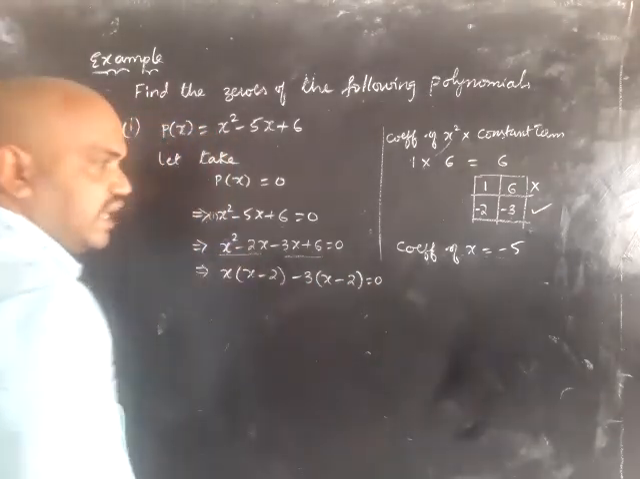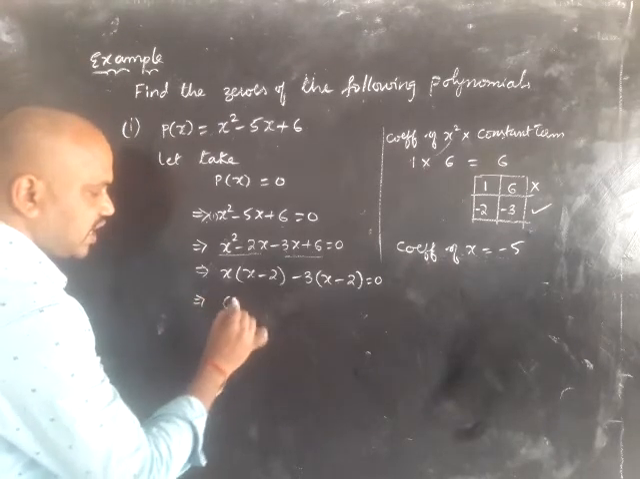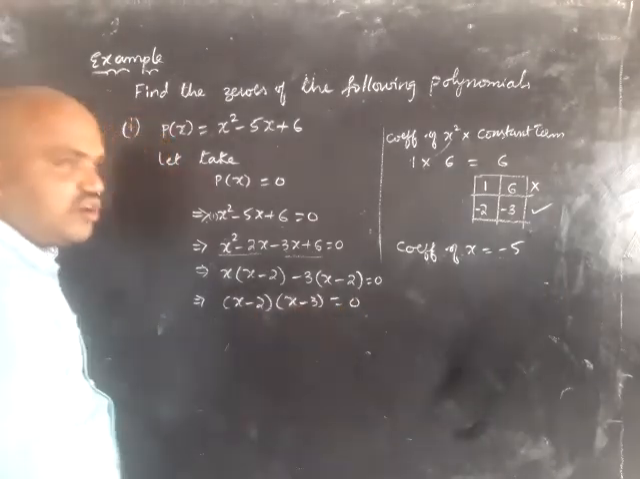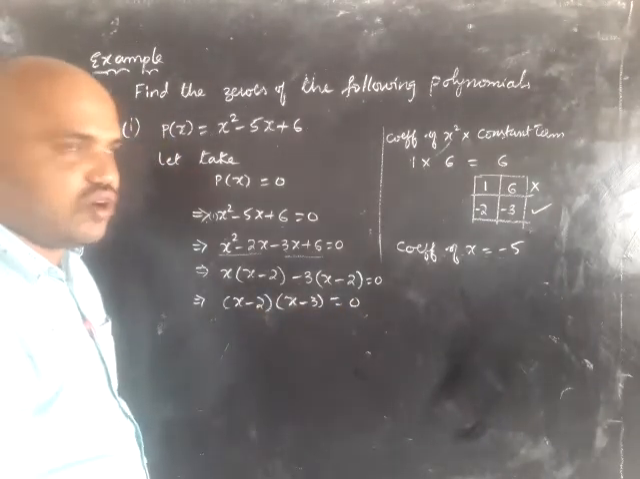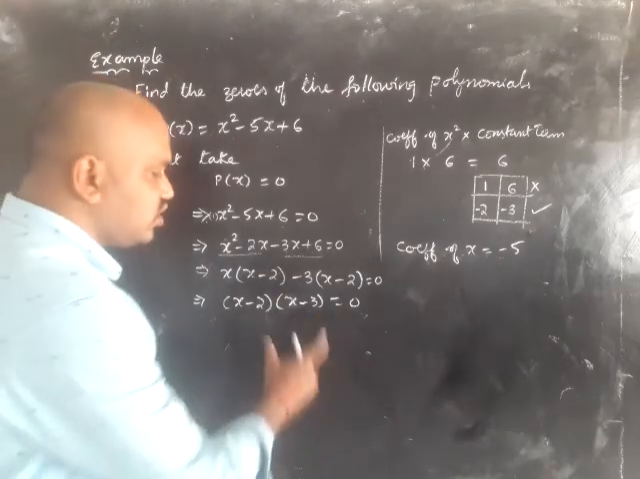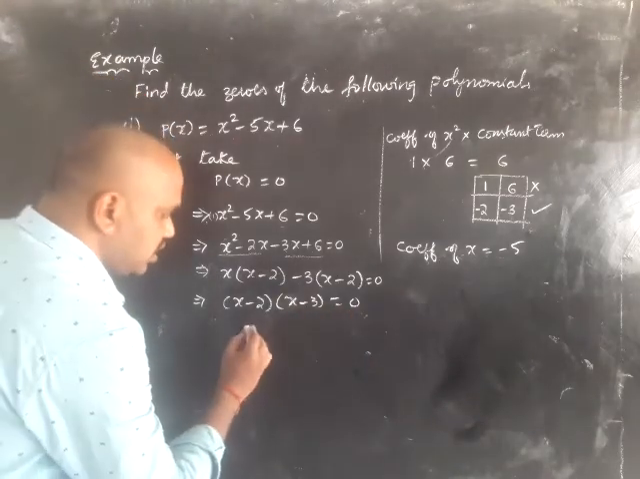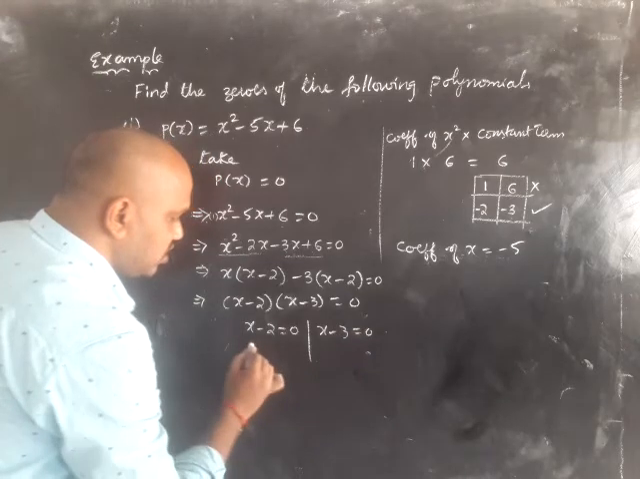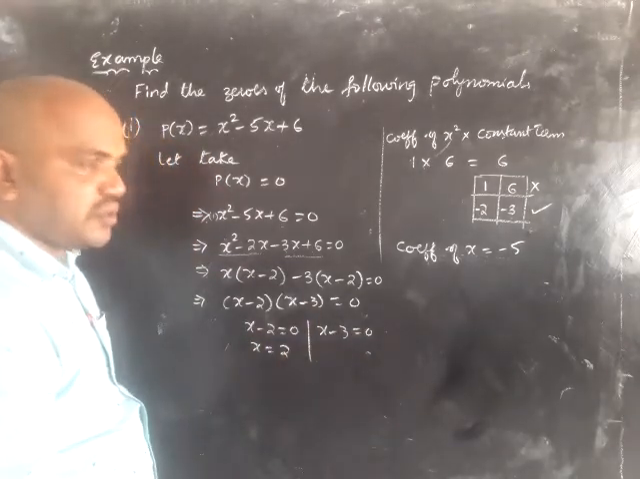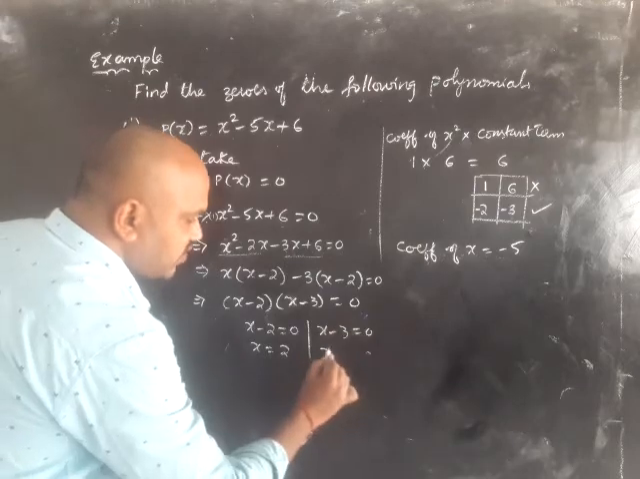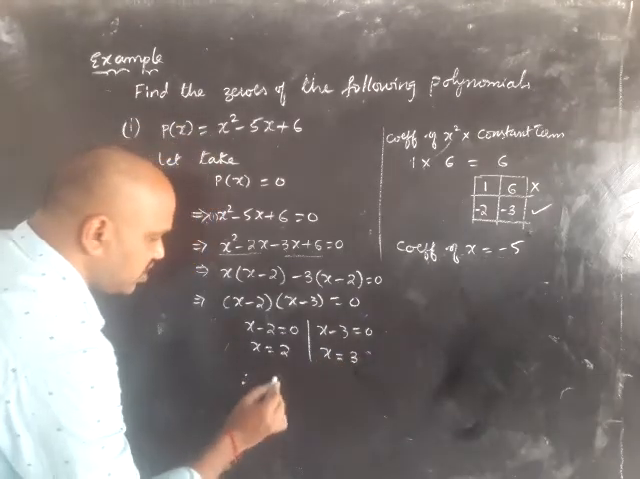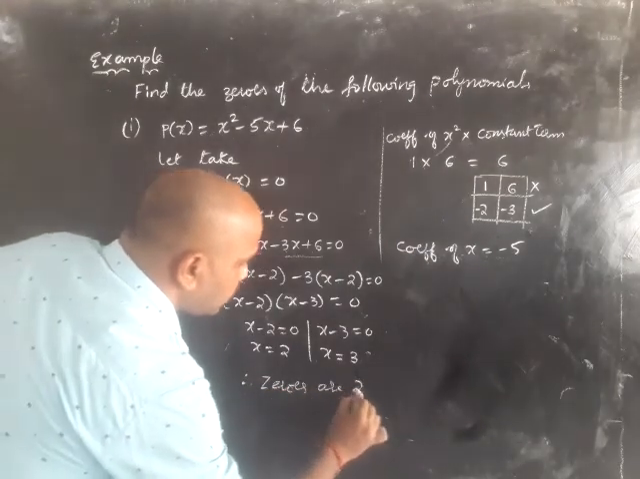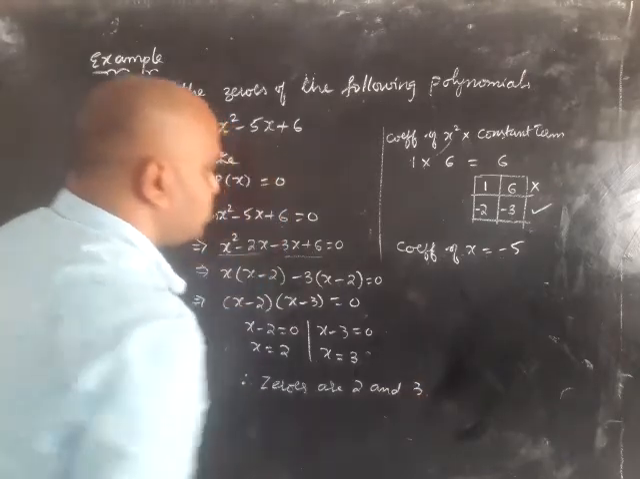Now if we see here, x minus 2 is common, so take x minus 2 common, into x minus 3. When the product is equal to 0, either x minus 2 will be equal to 0 or x minus 3 will be equal to 0, then it will satisfy this equation. Take x minus 2 equal to 0 and x minus 3 equal to 0. x is equal to 2, if we send minus 2 it becomes plus 2, and x is equal to 3. So therefore the zeros are 2 and 3.